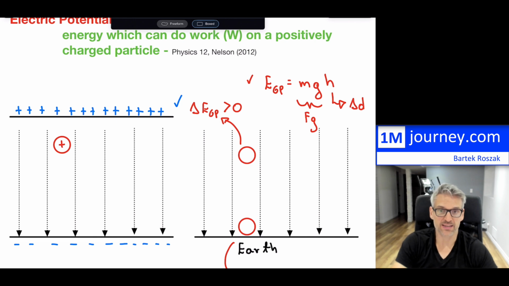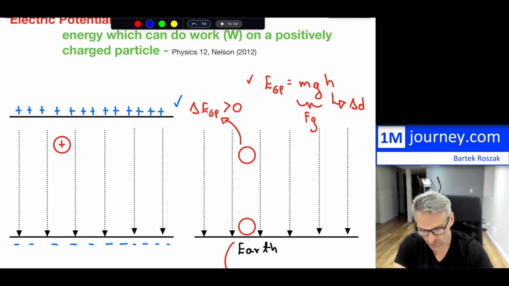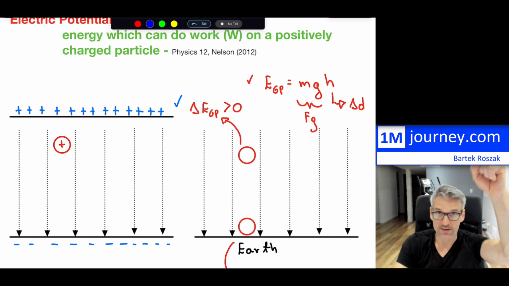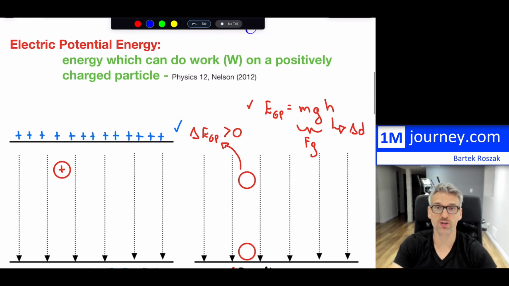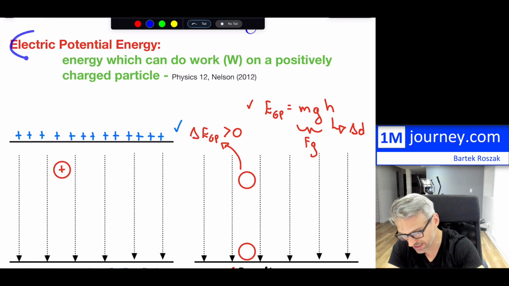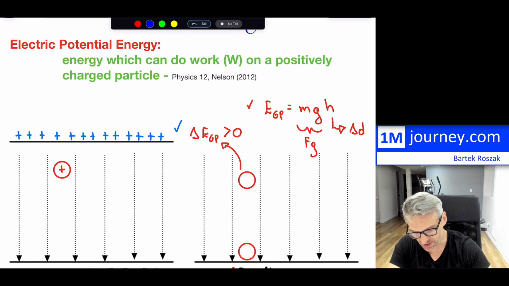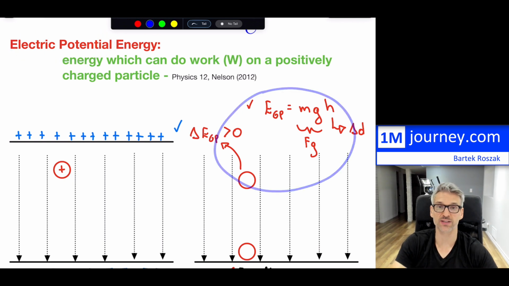This is exactly the same thing as you would have when you had a mass in a gravitational field. If you leave that mass up in the air, well, then the gravity is going to pull it down. If you leave a positive charge in an electric field, it's going to get pushed away. So now the question arises, well, this has a certain amount of electric potential energy. And this is the electric potential energy, and this right here was the gravitational potential energy.